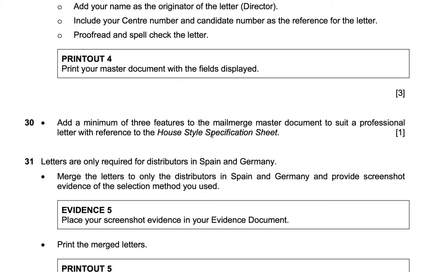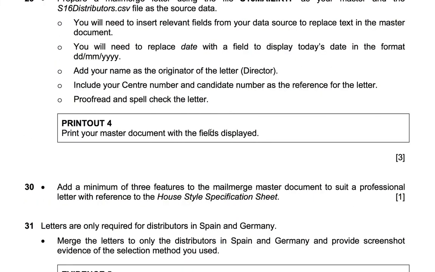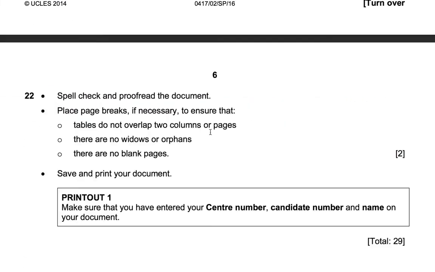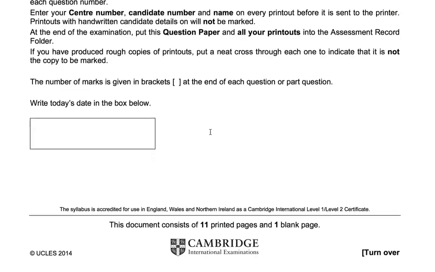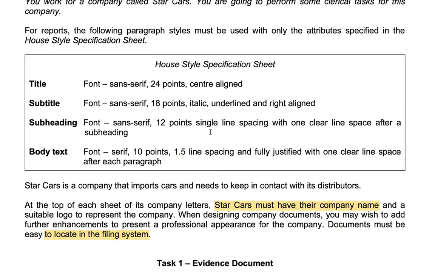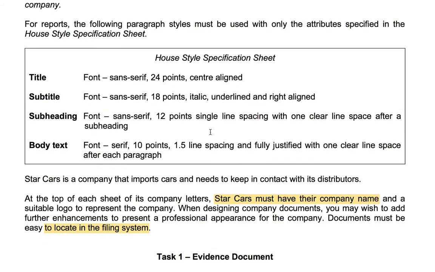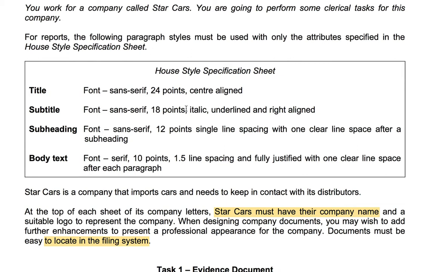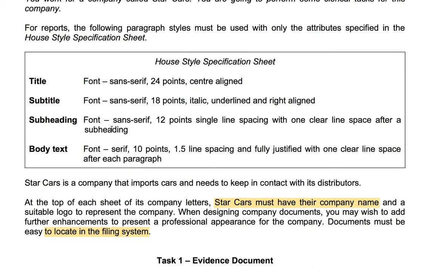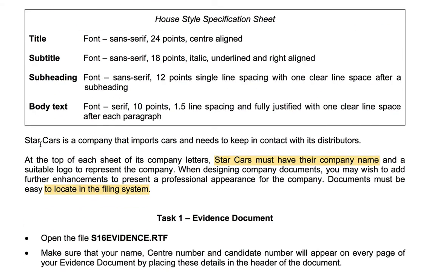Oh, right. Okay, well, that's it. So they've asked us now to go back to the house style specification sheet. So what we need to do here, guys, is go back to the top of the exam and look at the house style specification sheet over here. Now, in here, these are the styles. So we know that they want these styles in anything that's sent to their customers. Let's read what's in here and see if this helps.